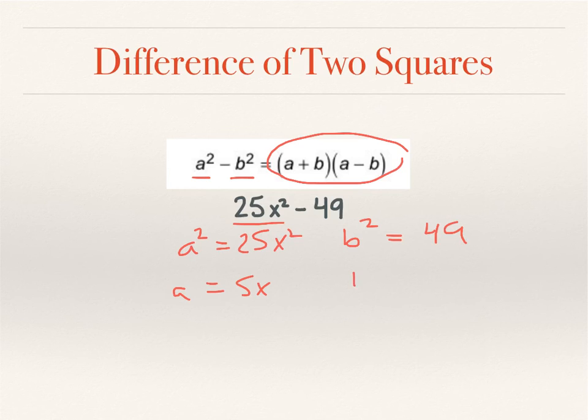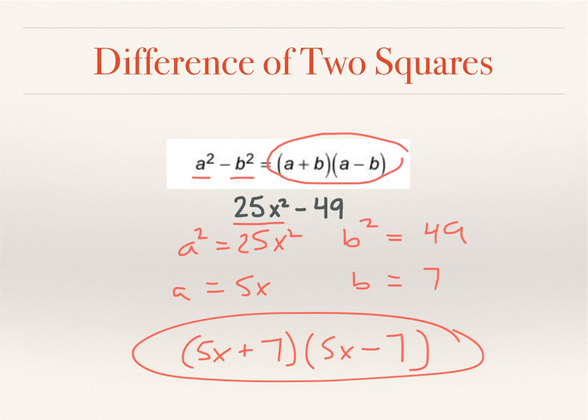So what's B all by itself? 7. So now we're going to put it into this equation, and we're just going to do A plus B and A minus B. So what's our A? 5x. And our B? 7. And then we do 5x minus 7. That's it. That's only when it's like that. Yep, only when it just gives you A squared minus B squared. So when it's just two terms, when it's A squared minus B squared, you're going to do it like this.